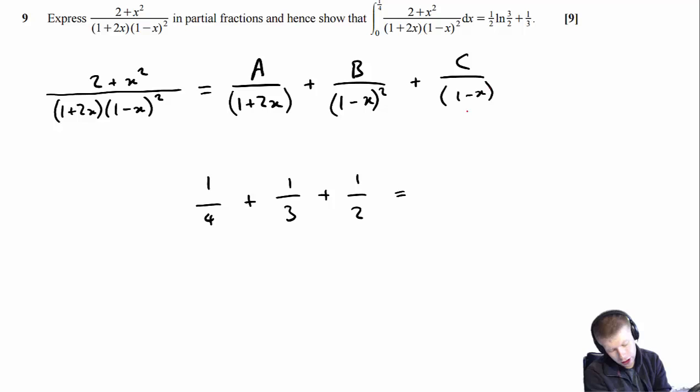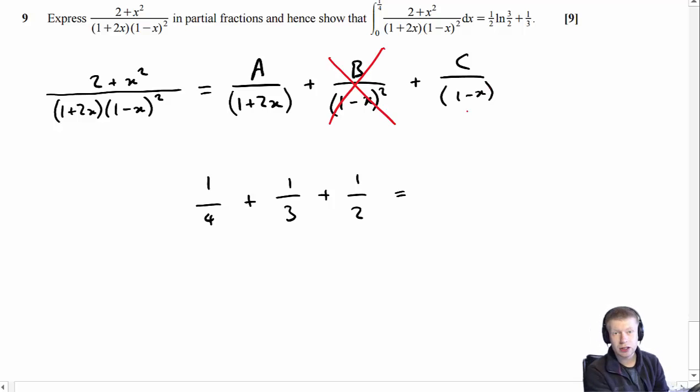So would you be happy that if we didn't have this 1 minus x squared, for example, so we didn't have to worry about this fraction, then on the right-hand side I would just have 3 times 2 as the lowest common denominator, because I just have that multiplied by that, which is going to be 6?